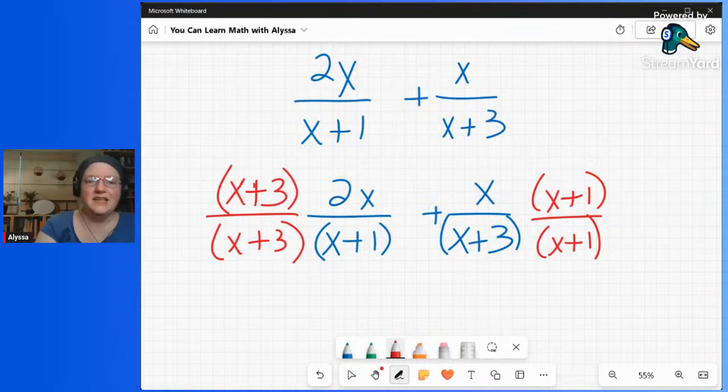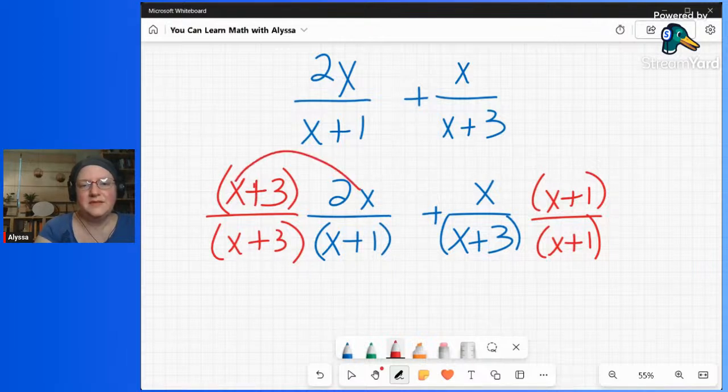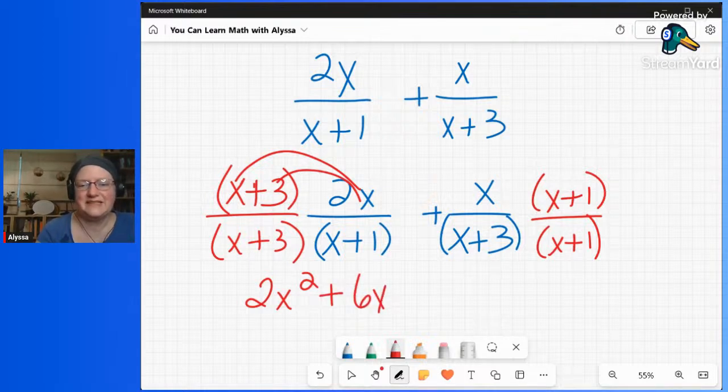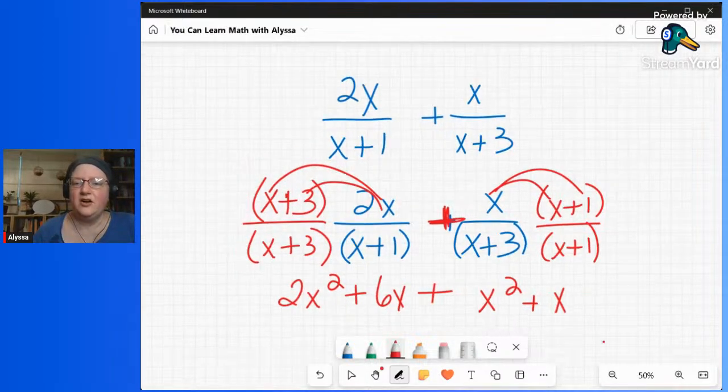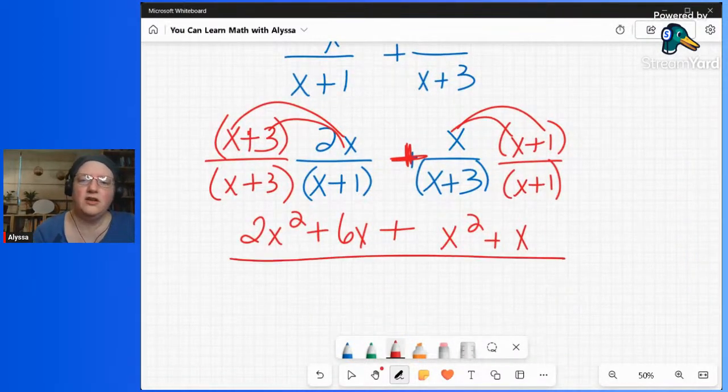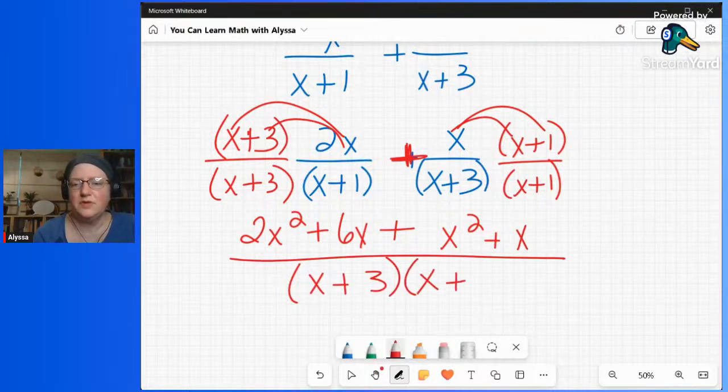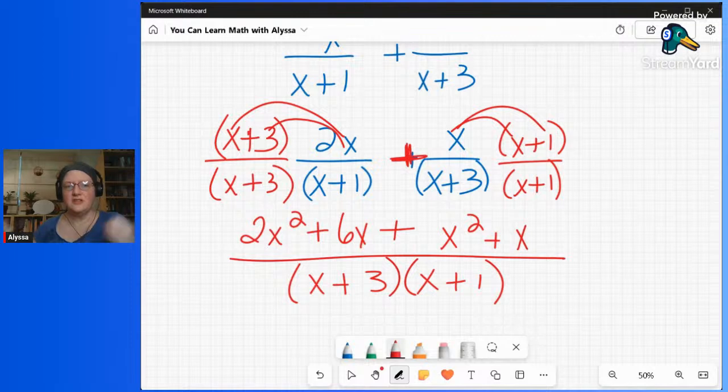All right, so the first one, 2x times x plus 3, we need to distribute. 2x times x is 2x squared. 2x times 3 is 6x. And then over here on the right, x, I'm going to distribute. X times x is x squared. X times 1 is x. And this is being added, which is nice. Just add. And then all of this is all over my new little denominator of x plus 3 times x plus 1. Because once the denominators match, we can add the numerators and it's all good.